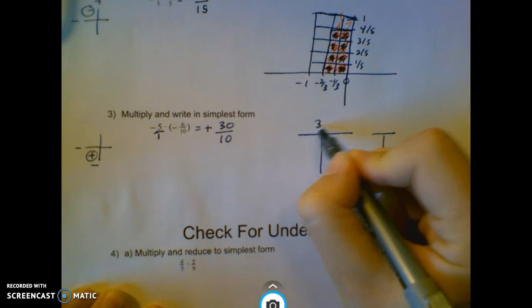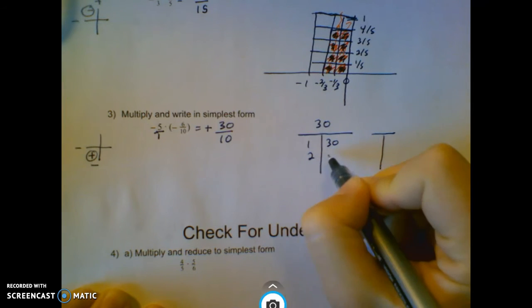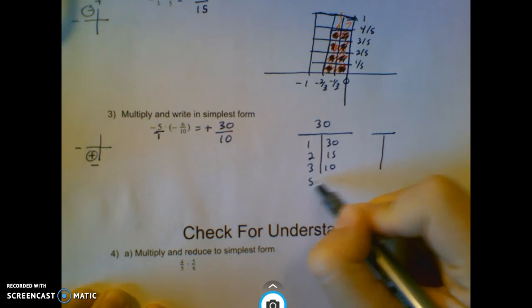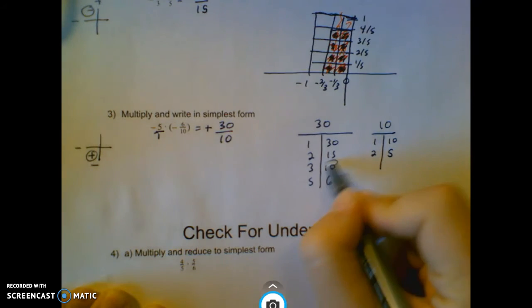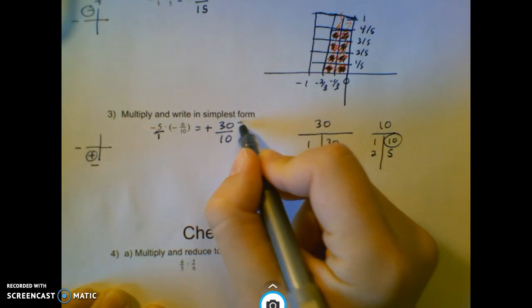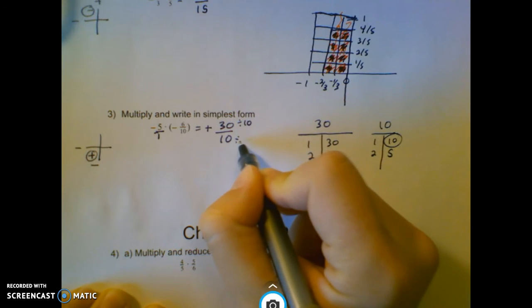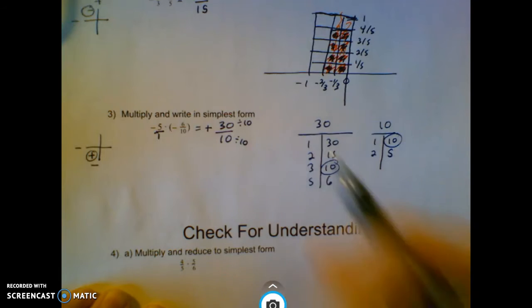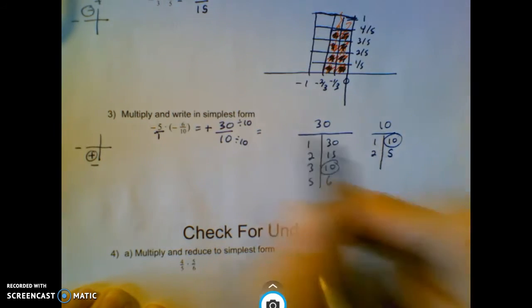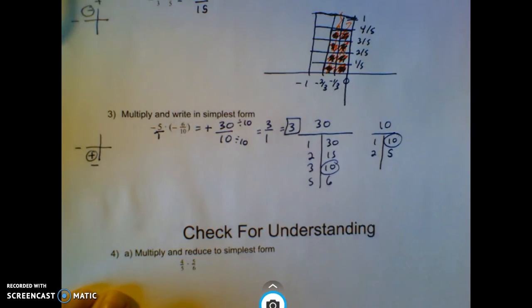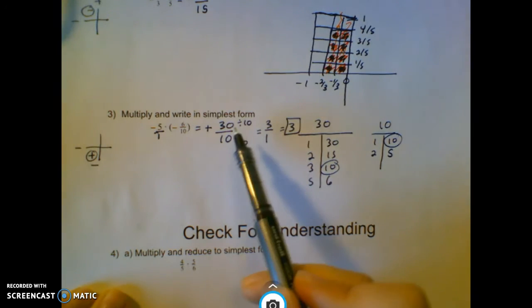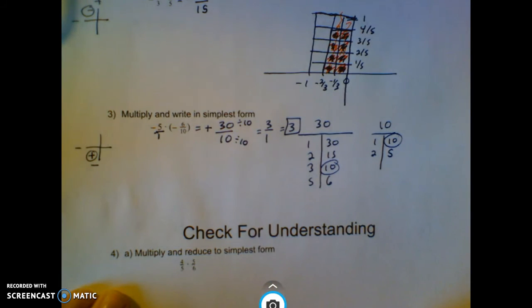and then I can use my factors to reduce that. So 30 is 1 times 30, 2 times 15, 3 times 10, 5 times 6, and 10 is 1 times 10, 2 times 5. I see that 10 is on both lists. That means that 30 can be divided by 10, and 10 can be divided by 10, giving me 3 over 1, or just plain old 3. Notice you could also just do 30 divided by 10 as division. You would also get 3, but I'm just having us practice reducing to simplest form.